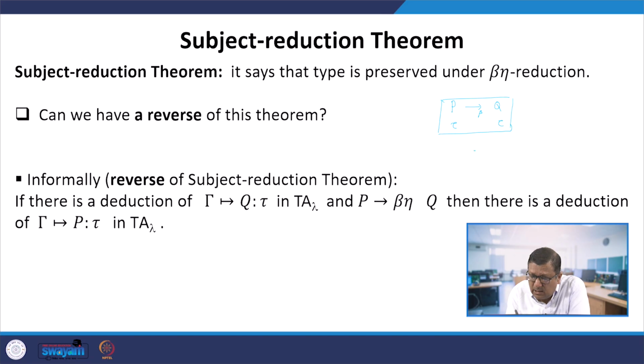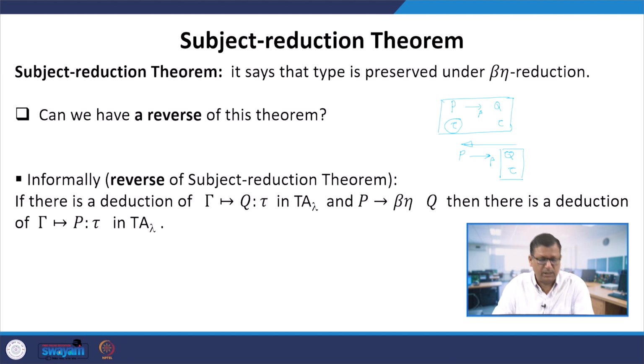The reverse means that there is a beta reduction from P to Q, and Q, let's say, has a type tau. Here the starting point P was having type tau. When we are having a beta reduction, then the type of Q will also be tau. Now we are moving in the other direction, from Q to P. Suppose there is a reduction from P to Q and Q has type tau. Now we are asking whether P will also have type tau or not. This is the reverse of the subject reduction theorem.